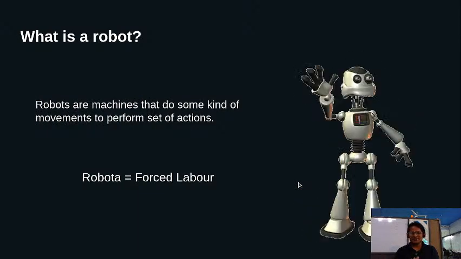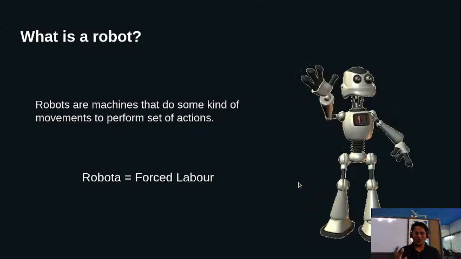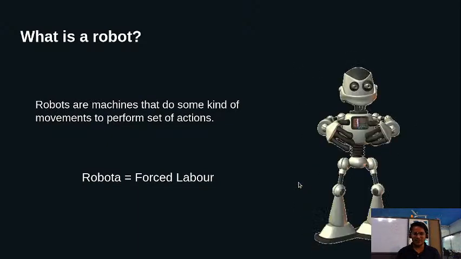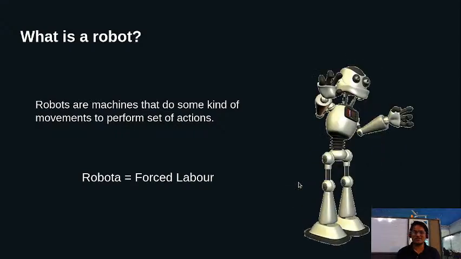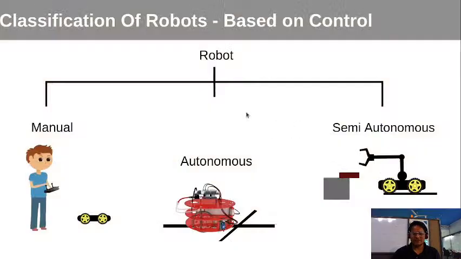Robots are machines that do some kind of action, right? And the word robot comes from the word robota, which means forced labor. Now let's see the classification of the robots. There are three kinds of robots: manual, autonomous and semi-autonomous. This is based on control method. There is another method, which we will look at later.